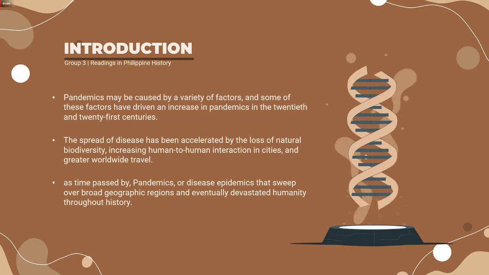Pandemics may be caused by a variety of factors, and some of these factors have driven an increase in pandemics in the 20th and 21st centuries. The spread of disease has been accelerated by the loss of natural biodiversity, increasing human-to-human interaction in cities, and greater worldwide travel. As time passed, pandemics swept over broad geographic regions and eventually devastated humanity throughout history. Furthermore, here's a list of some of the main pandemics that have happened during the 20th and 21st centuries.